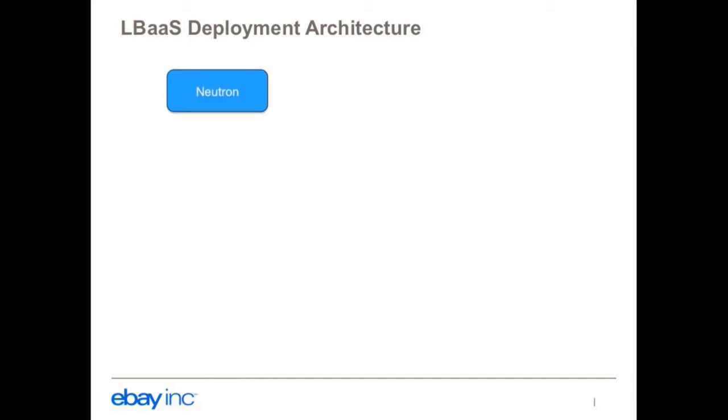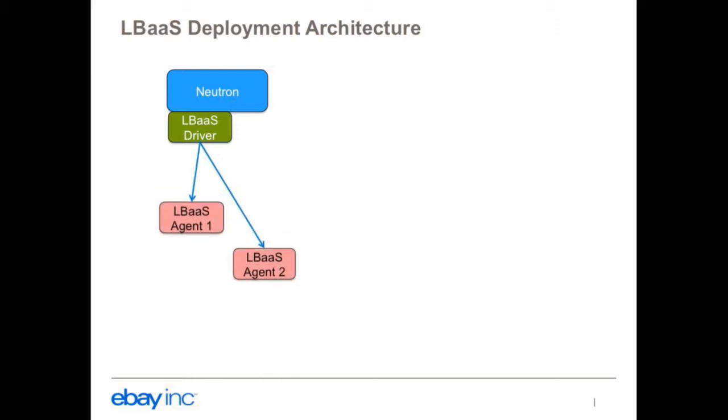LBaaS. So this is one AZ level view for LBaaS. We have a Neutron controller. Each Neutron controller has an LBaaS driver for a vendor, and then multiple LBaaS agents register themselves to the LBaaS driver. Each LBaaS agent represents an LB pair. So each LBaaS agent manages an LB pair like this. If we have 10 LB pairs, there will be 10 LBaaS agents talking to the LBaaS driver.